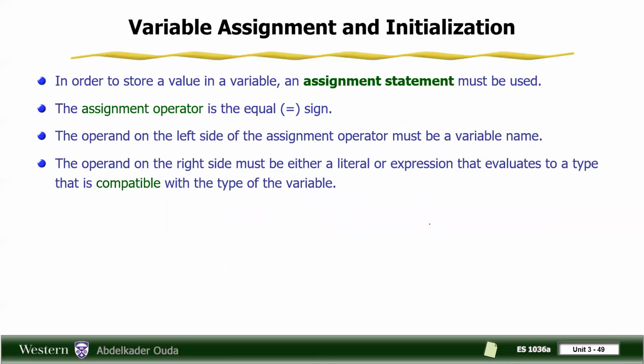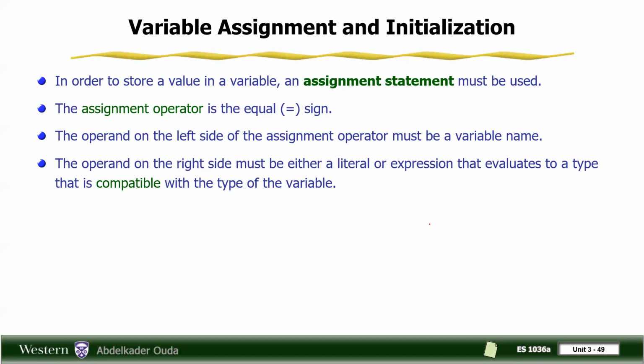Variable assignment and initialization. In order to store a value in a variable, an assignment statement must be used. The assignment operator is the equal sign. The operand on the left side of the assignment operator must be a variable name. I cannot put the equation on the left and the variable name on the right. The variable name should be before the equal, then the assignment, then whatever, as either a value, another variable's value, multiplication, summation, whatever the operation is.